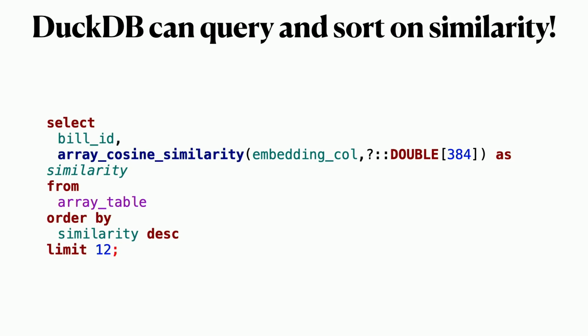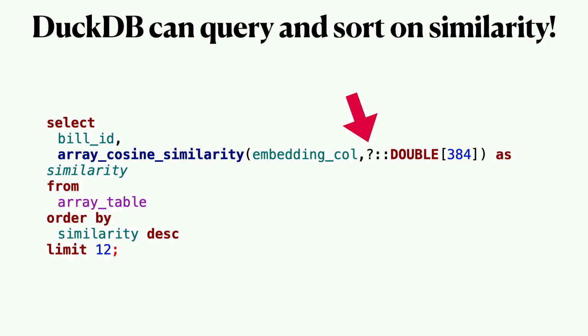The column name is an embedding column. It's the name of one of the columns in the database. And then the question mark is where in Python we're going to send in the new array that we encode, our search term, right? And the :double 384 just means treat this as a 384 double array or vector. And that is now your similarity score. It's doing all that vector math for you, and then you can sort by that. This will give you the top 12 matches, in this case, to the bill summary.